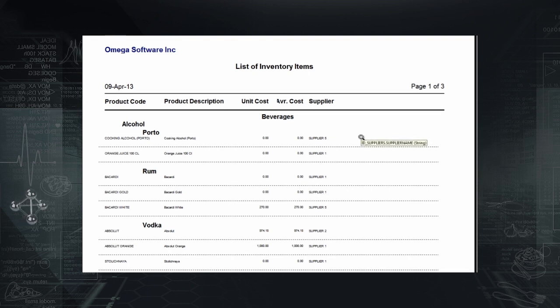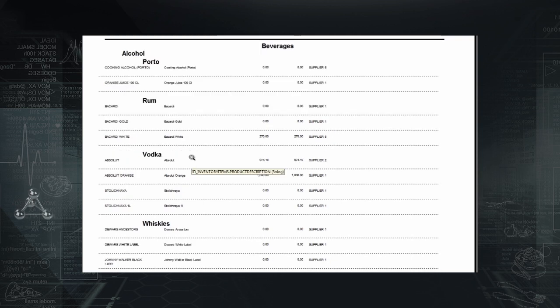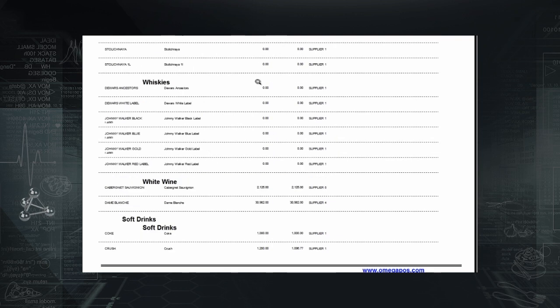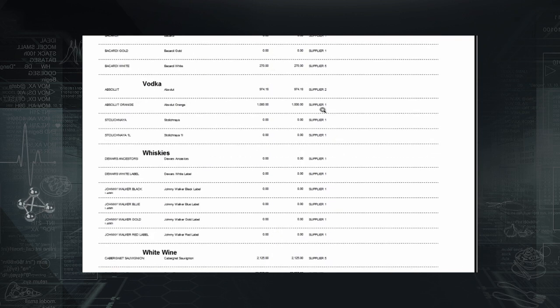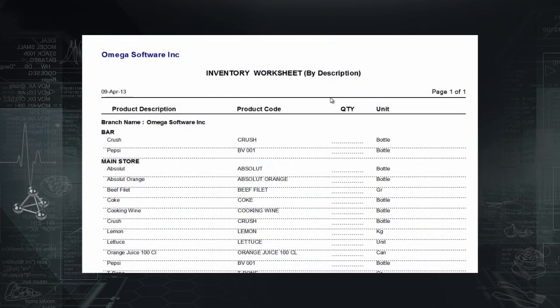This example illustrates list reports, such as the list of inventory items, where all inventory items available in the system, along with their costs and the relevant supplier, are listed. Another very important list report is that of the inventory worksheet. This report is useful for the inventory. Insert the quantities enabling to easily include the inventory data in the system.